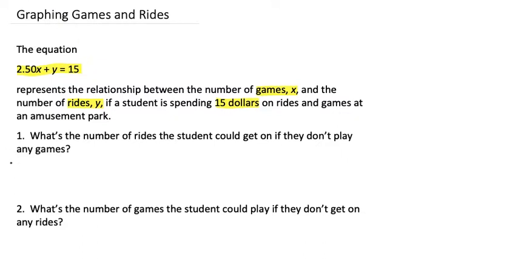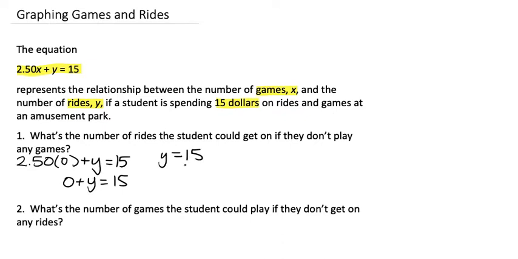So the first question says, what's the number of rides the student could get on if they don't play any games? Or in other words, if x is 0. So we would figure that out by plugging in 0 for x. So that would give us 2.50 times 0 plus y equals 15. And then we would solve this equation for y. We know that anything times 0 is 0. So we have 0 plus y equals 15, or in other words, just y equals 15. So this tells us that if the student did not play any games, they could go on 15 rides.